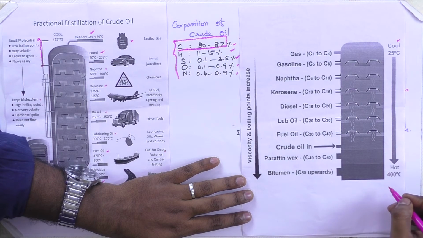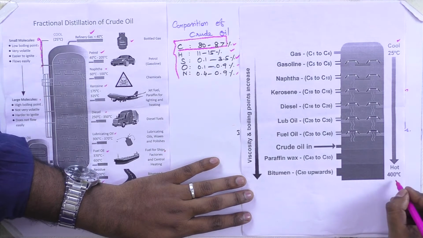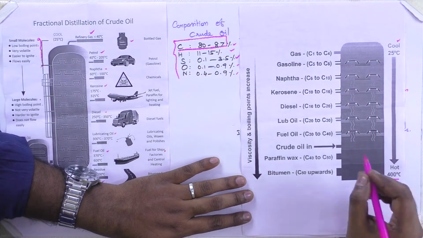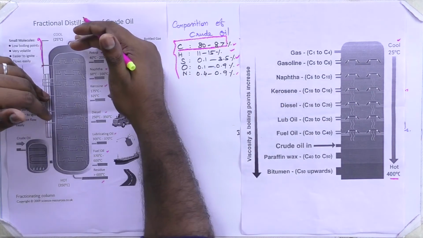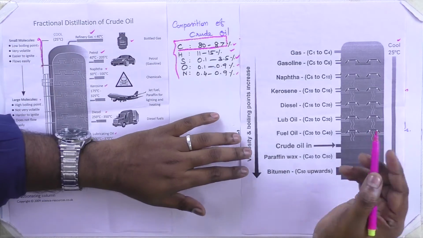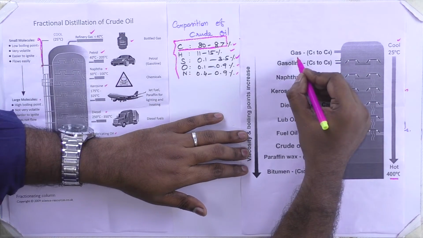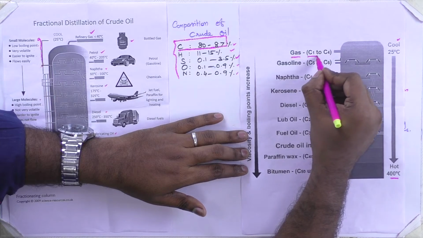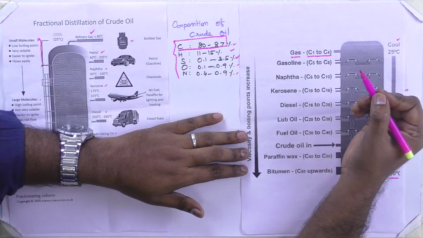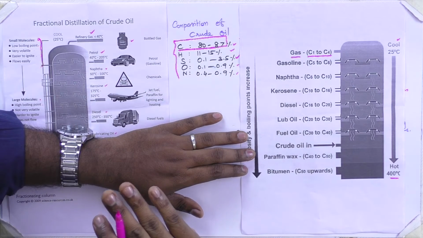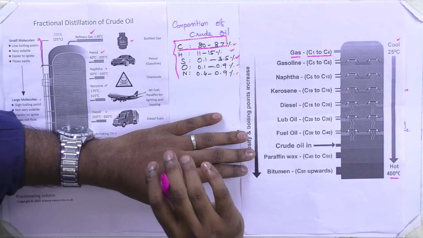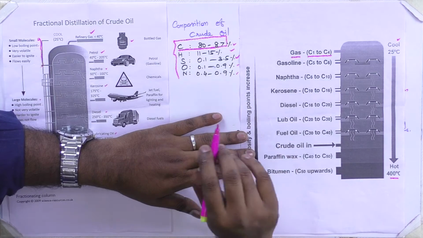And in the case of hot, we are talking about 400 degrees Celsius. So wherever the temperature is normal, that gas is getting condensed in that first column itself. Those are simple gases having carbons of C1 to C4. That carbon chain contains up to 4 carbons, which come under the category of gases.